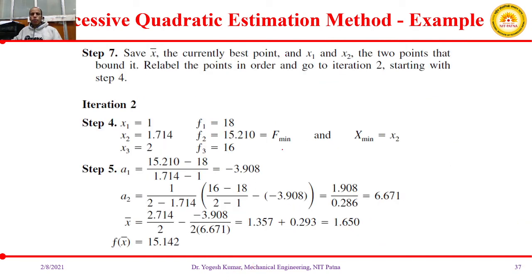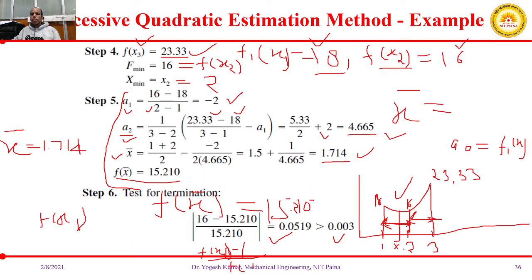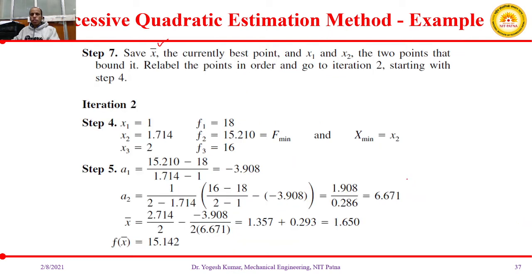Okay, and what we will do now is save our x bar, because your optimum is lying on the left hand side. So now we will relabel these points. What we are doing is relabeling these points, and how we are relabeling these points, let us try to understand.